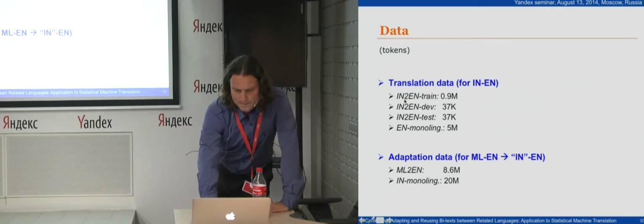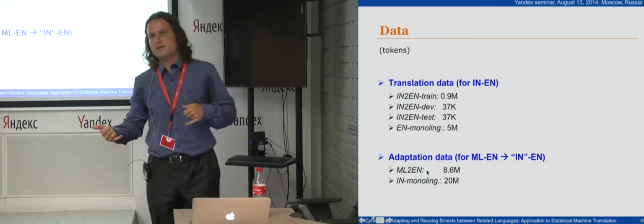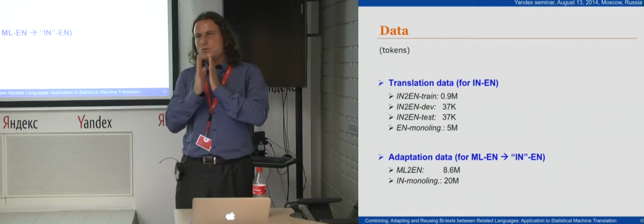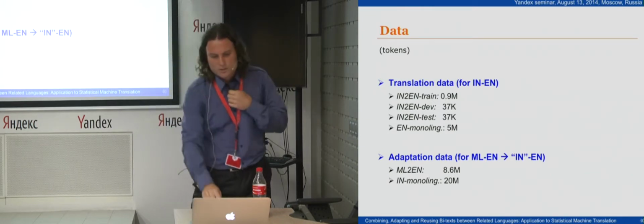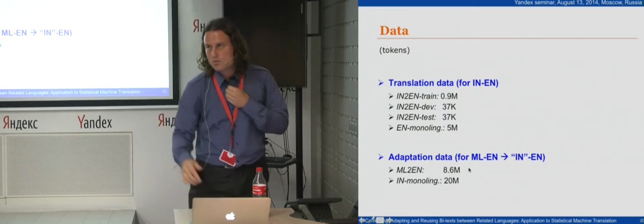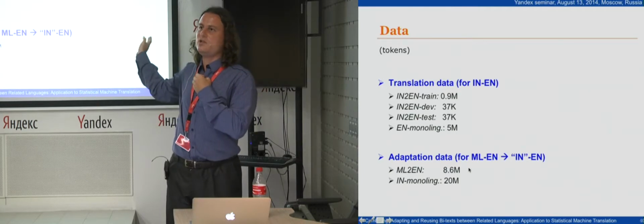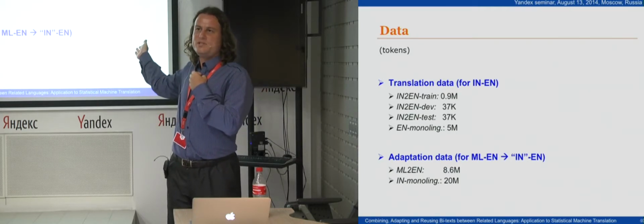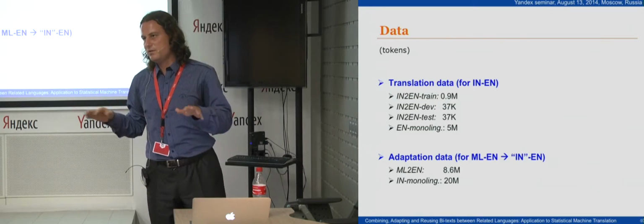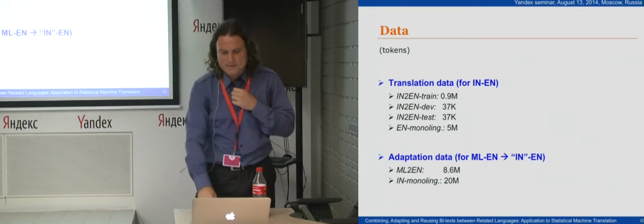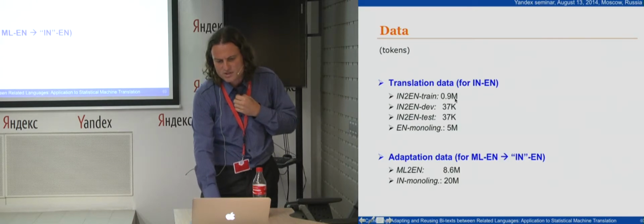So we experiment with about 1 million Indonesian English data and about 9 million Malay English additional data. To build a good machine translation system, you need about 10 million words. So for Malay English, we have quite enough data. And actually, if you train a system on this data and compare it to Google, sometimes you cannot tell which one is better. But for Indonesian English, this is not the case.